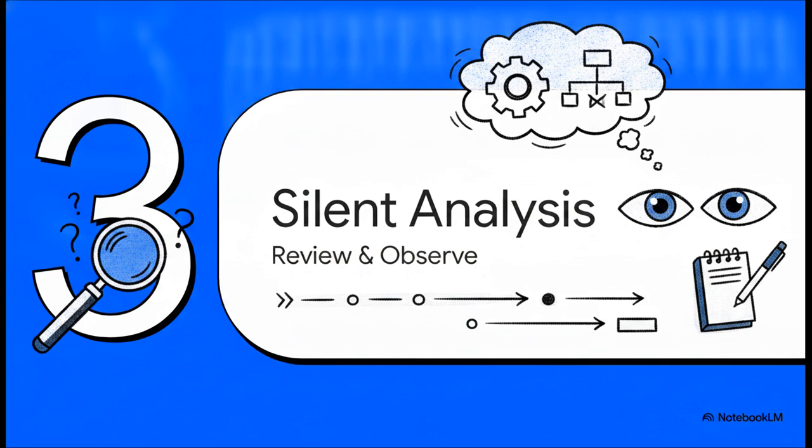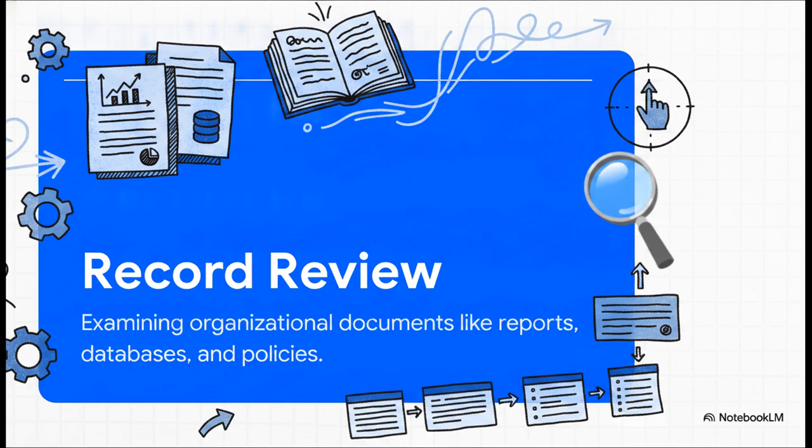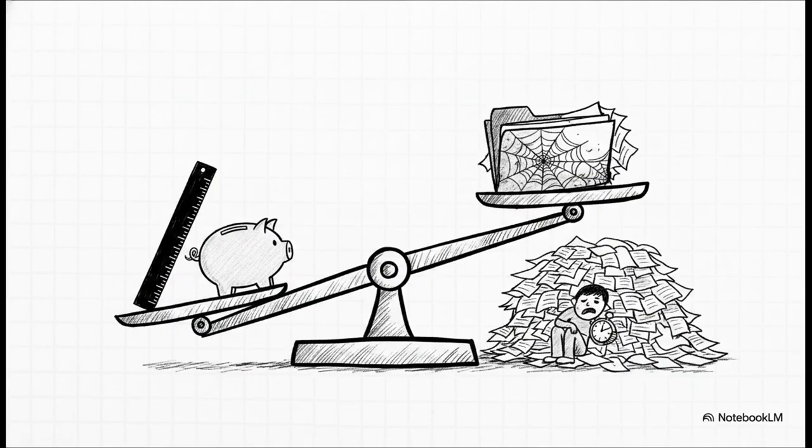All right, let's transition to our third section, silent analysis, review, and observe. We are moving on to the next 2 techniques where the analyst steps back to observe and review without directly questioning the users at all. First is record review. This is where you get to play detective with company archives, examining reports, forms, manuals, database structures, and historical policies to find objective truths without relying on human memory. It's highly cost-effective and provides completely objective data.